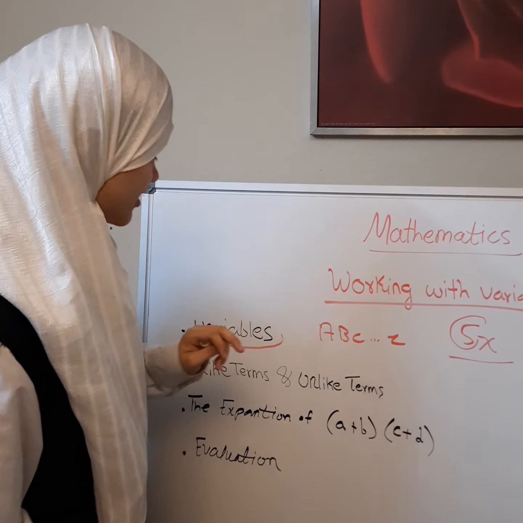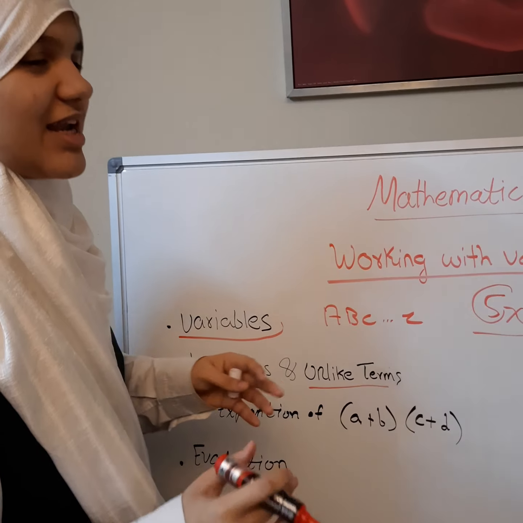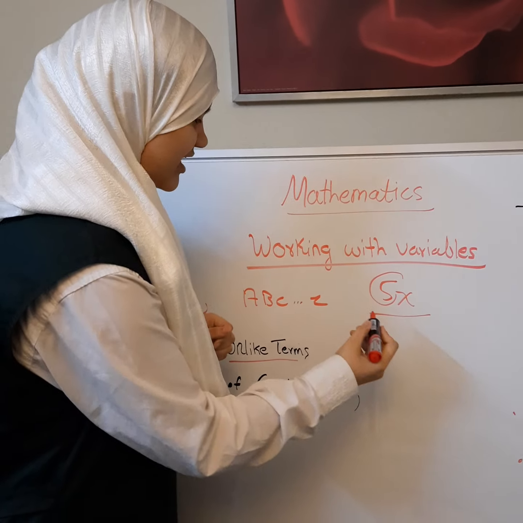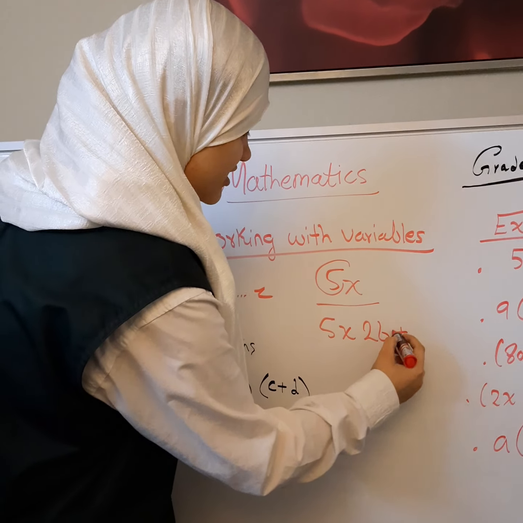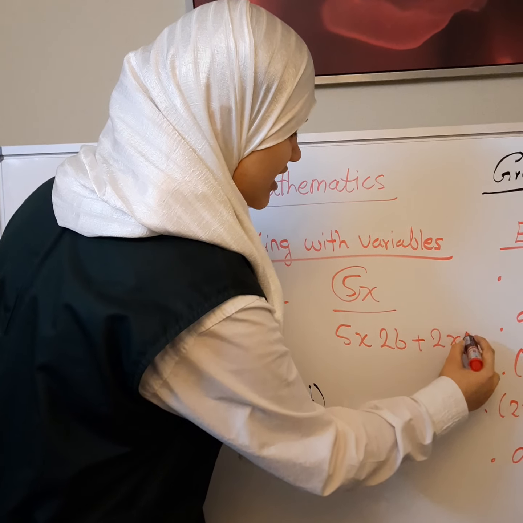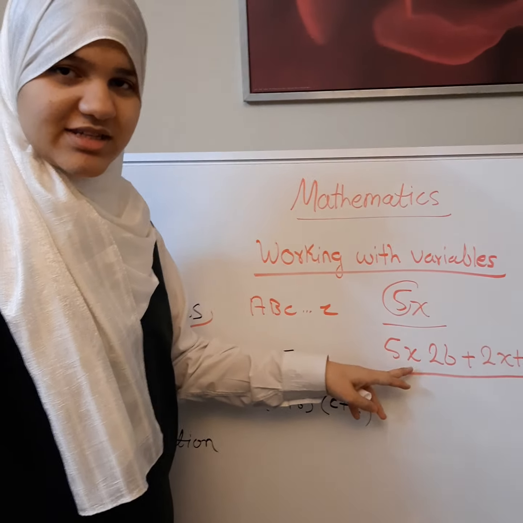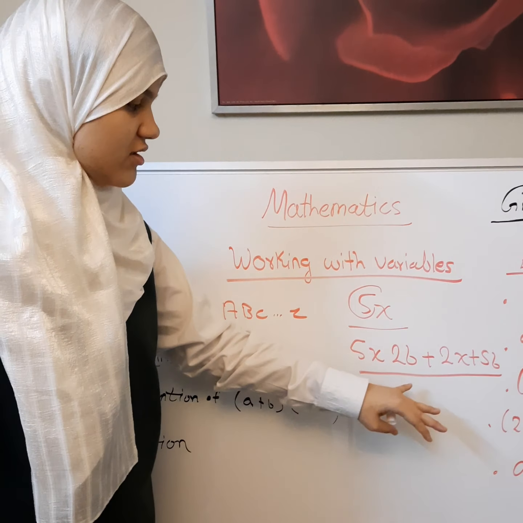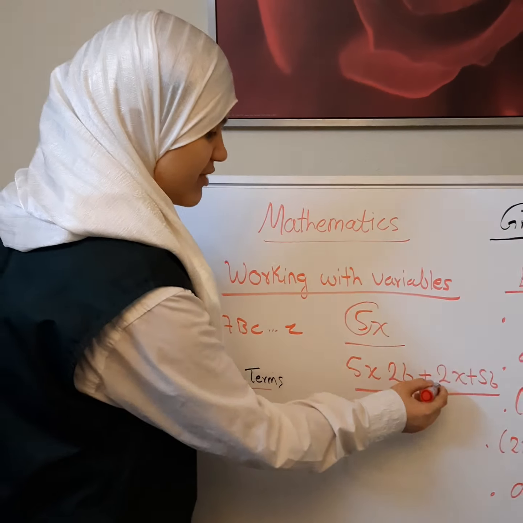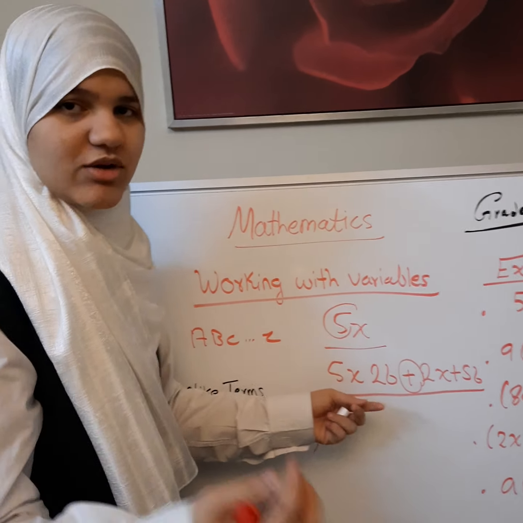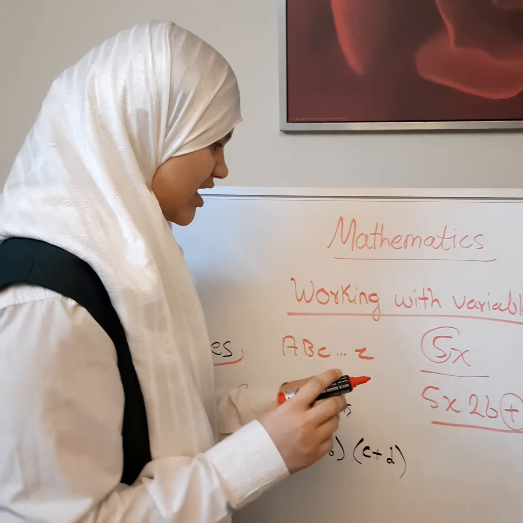The next thing is like terms and unlike terms. Like how? If we write 5x, 2b plus 2x plus 5b, that means they are unlike variables. But I put plus here, so all of them are on one side. But if we make two sides, I will show you how.